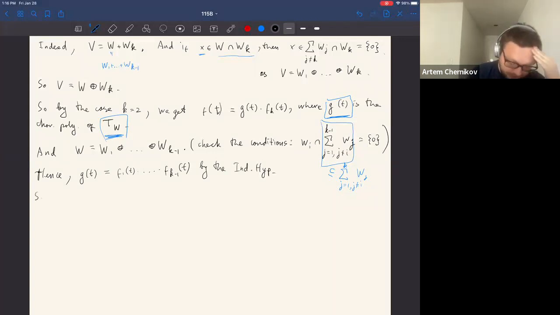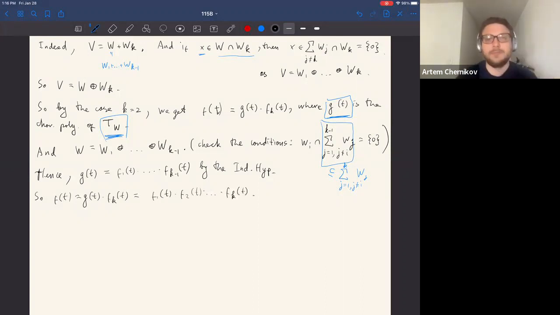Okay, but then we conclude that F of T is the product, right? So it was the product of G of T times Fk of T, which is then equal to F1 of T times F2 of T, etc., times Fk of T. So this gives the desired conclusion.